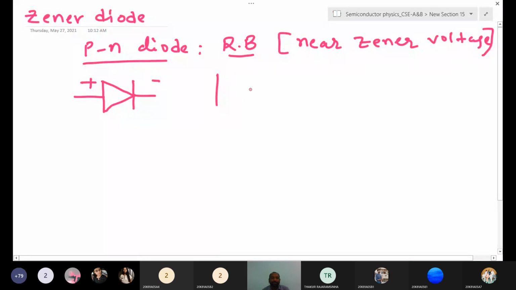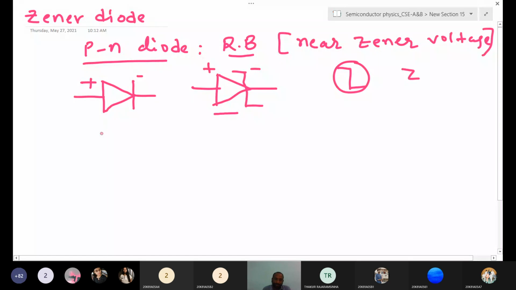Here the Zener diode symbol is also very easy. You take the same symbol, but instead of a straight line for the cathode bar, you write a Z-type shape, with plus and minus. This is the symbol of the Zener diode. Now the working is the same.